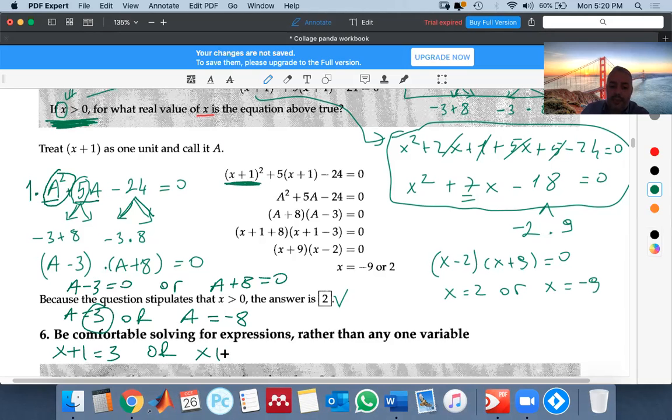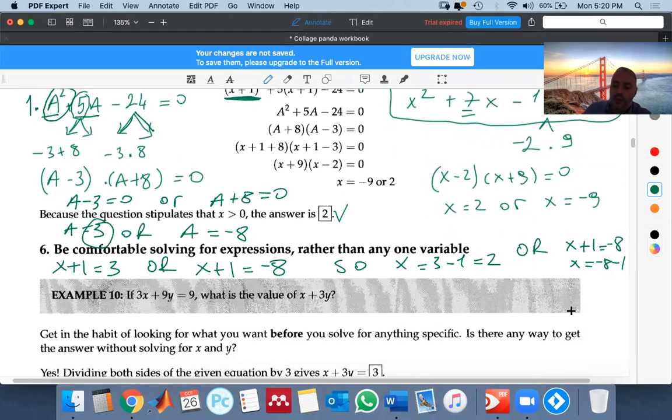Or x plus 1 is equal to negative 8. So x is 3 minus 1, which is 2. Or x plus 1 is equal to -8. x is -8 minus 1, and then x is equal to -9. But since my question says that here x is greater than 0, this is not greater than 0, cancel. So just the answer is positive 2.